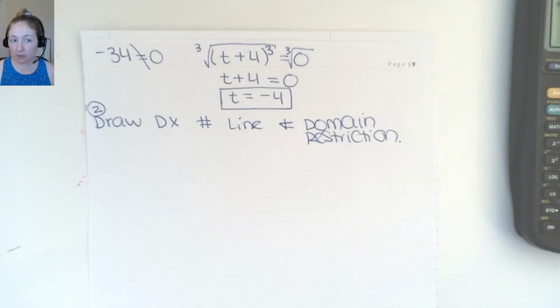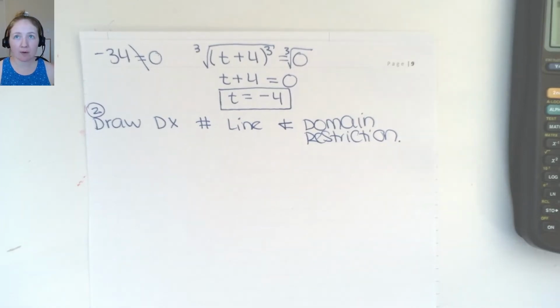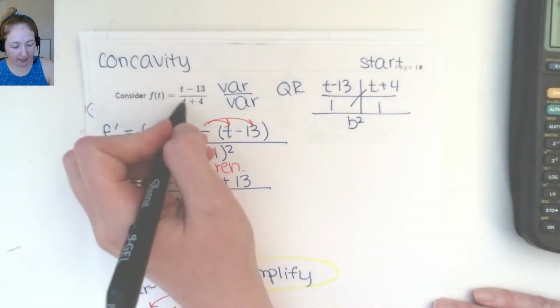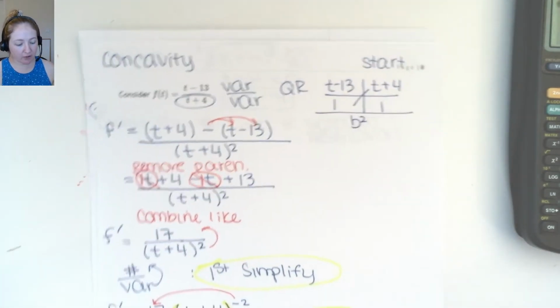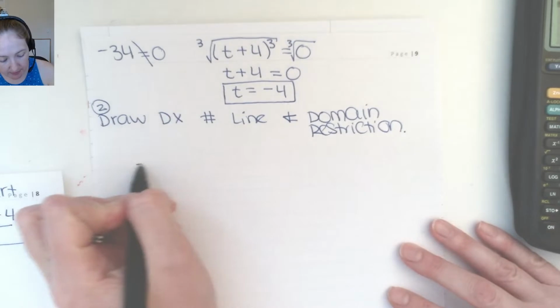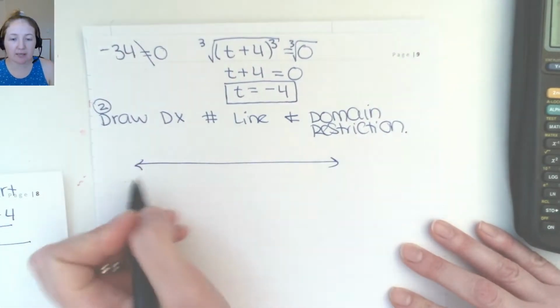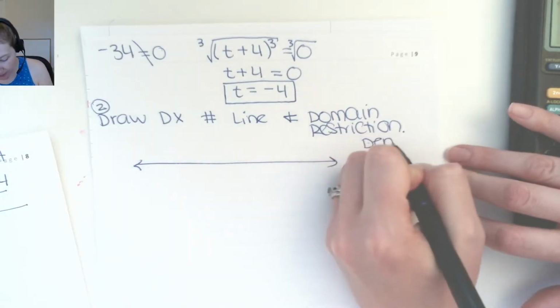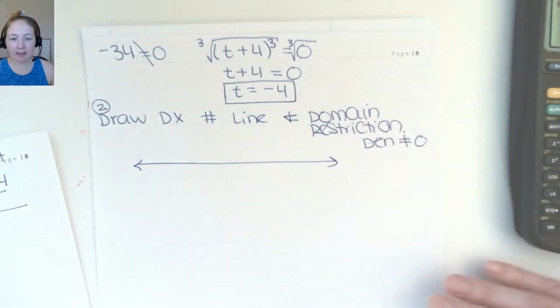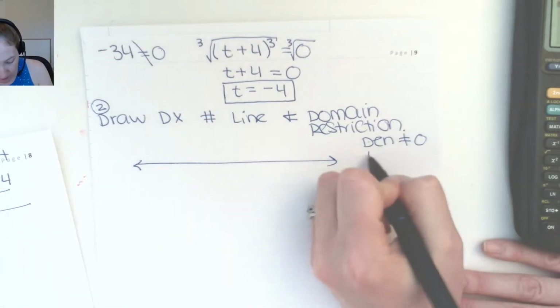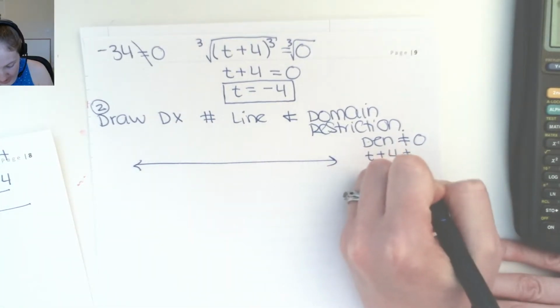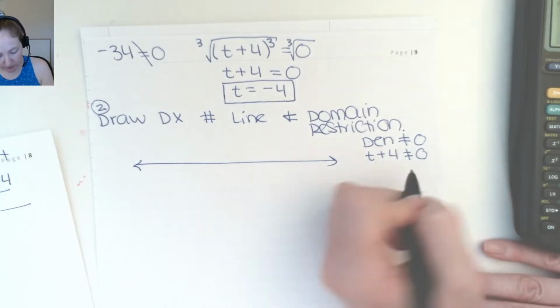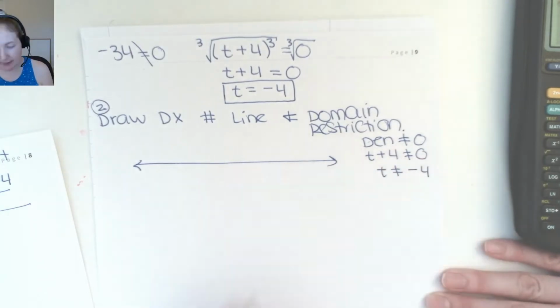All right, so on all the other questions that we've worked through today, they were all polynomials, so there was no domain restriction. This particular problem does have a domain restriction. It has a denominator. So when I draw the derivative number line, it's not really as simple as negative infinity to positive infinity, because when I look at my domain, I would say that my denominator cannot be equal to 0. So specifically, this t plus 4 denominator should not be equal to 0. So t cannot be negative 4.